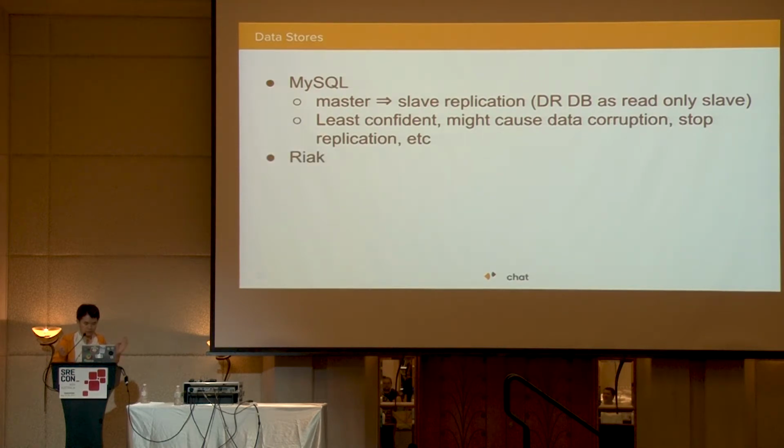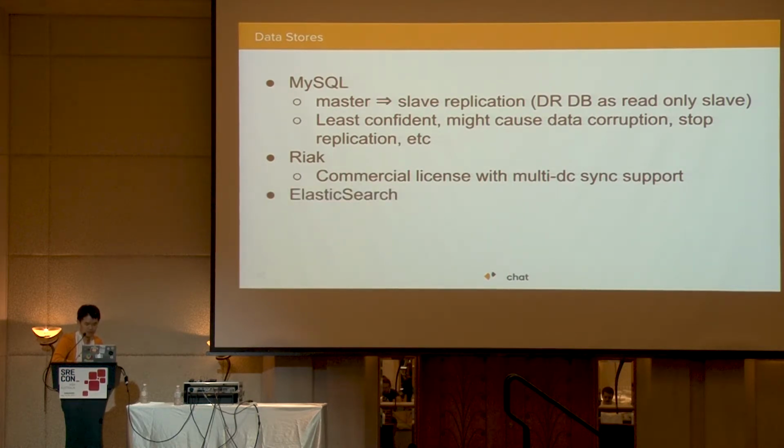So things might go wrong, and it might cause data corruption and so on. And then we have React, which we don't worry a lot about because we have some sort of commercial license from Bashel that supports multi-data center replication and so on. So it has a commercial license, so we don't really worry about that, and it didn't give us any problems in the past few attempts for DR failover. And then we had Elasticsearch, we thought we can handle it.